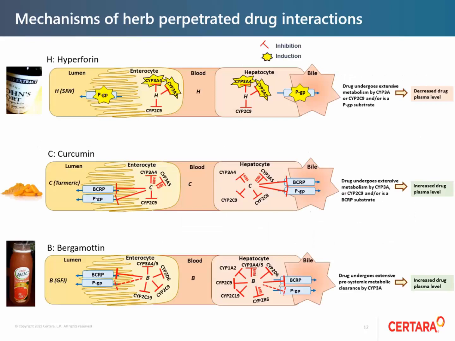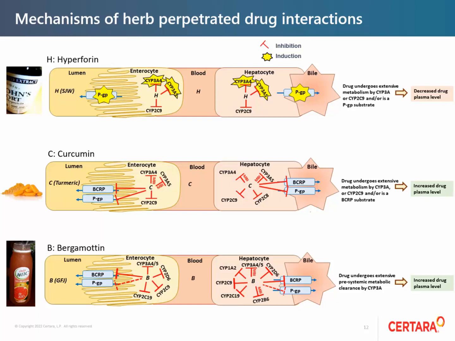So going on to this project further, a more complete picture of the perpetrator mechanisms was gathered from literature analysis for in vitro data, and this includes any competitive and mechanism-based inhibition or induction data, starting from hyperforin, which is a perpetrator compound found in St. John's wort. One of the main mechanisms by which it induced herb-drug interactions was identified as induction of these CYP3A enzymes, as you see here, but also induction of efflux transporters.